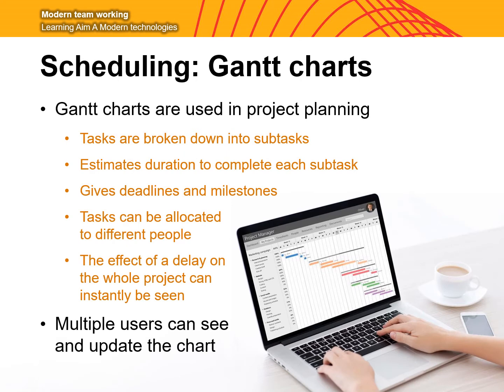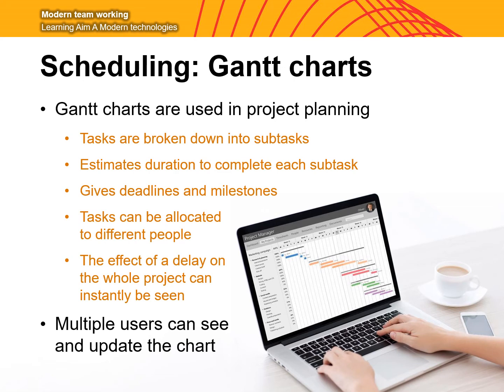The next scheduling tool we're going to take a look at is called a Gantt chart. Now, Gantt charts are used in project planning. You break down the different tasks into subtasks, and then once they are listed, you estimate how long each task and subtask should take to complete. These are known as deadlines and milestones.